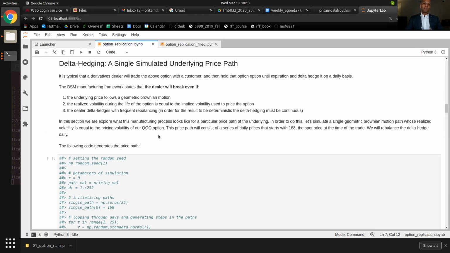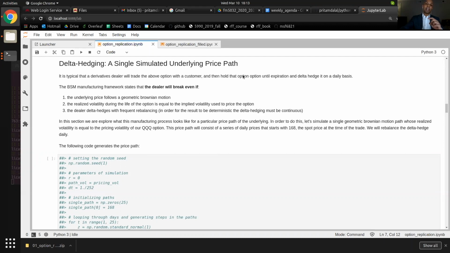So typically what happens is a derivatives dealer will trade the above option with a customer and then hold that option position until expiration, and then delta hedge it on a daily basis. The Black-Scholes manufacturing framework states that the dealer is going to break even by doing this if, one, the underlying price process follows a geometric Brownian motion. Two, the realized volatility during the life of the option is equal to the implied volatility. And the dealer delta hedges with frequent rebalancing.